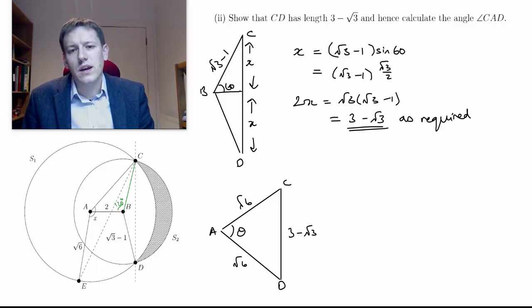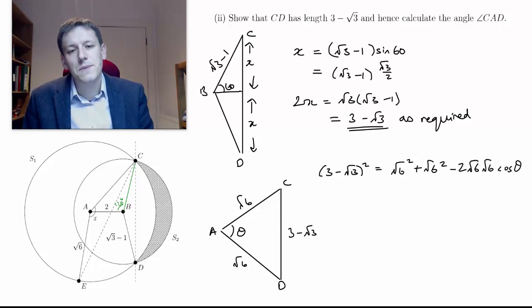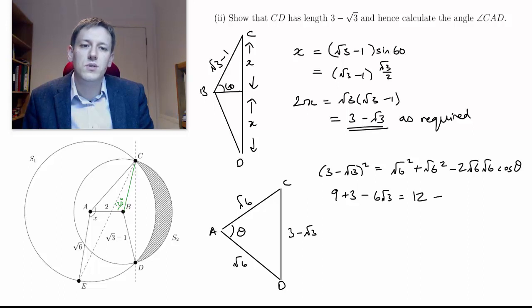So again, just as before, 3 minus root 3 squared here is going to be root 6 squared plus root 6 squared minus 2 times root 6 times root 6 times cosine of theta. So if I multiply all of this out, I get 9 plus 3 minus 6 root 3 is equal to 6 plus 6, so 12.